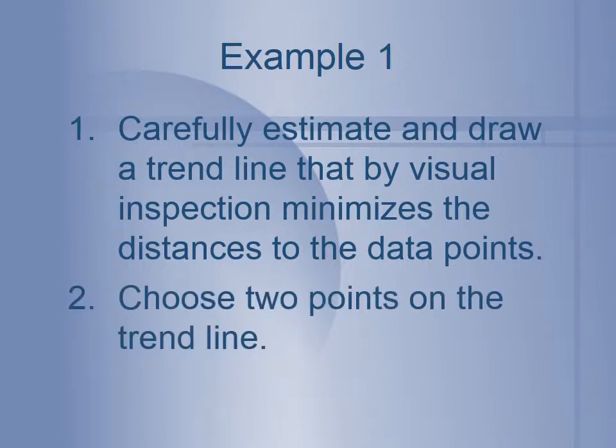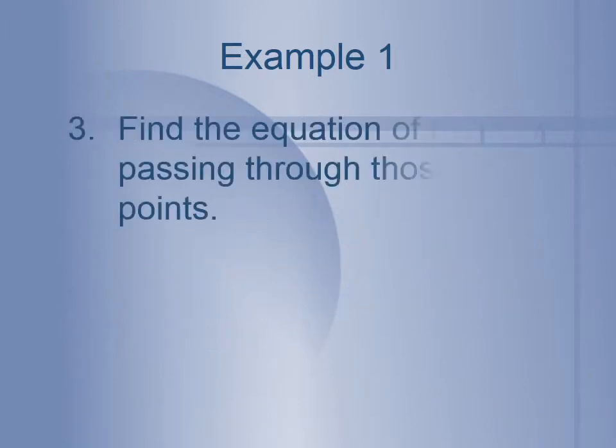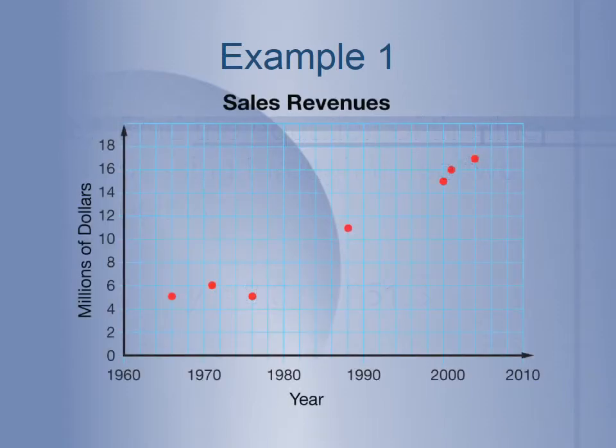Choose 2 points on the trend line. So not 2 points that are already graphed, but 2 points that are actually on the trend line. Once we have that, we will find the equation of the line passing through those 2 points. Again, the 2 points that are on the trend line. Let's look at an example.